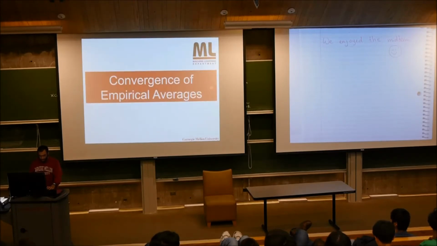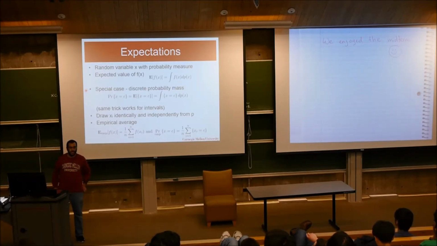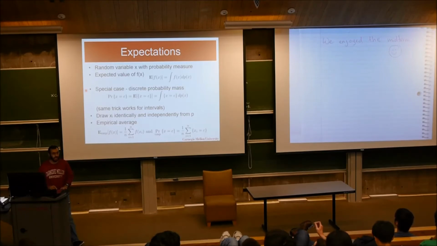So that would be our first issue, convergence of empirical averages. Just a reminder and an illustration of the notation we are going to use. You know that if x is a continuous random variable, and we want to compute the expectation of some function of x, we integrate f of x times p of x dx, right?